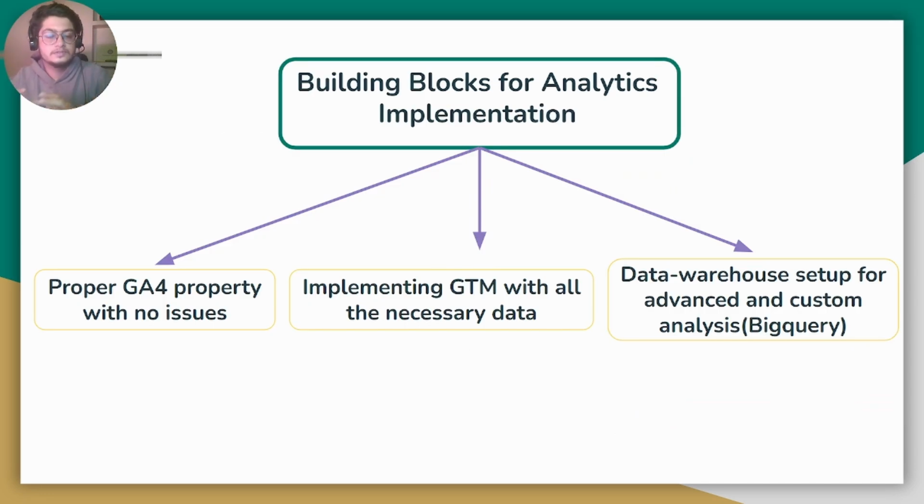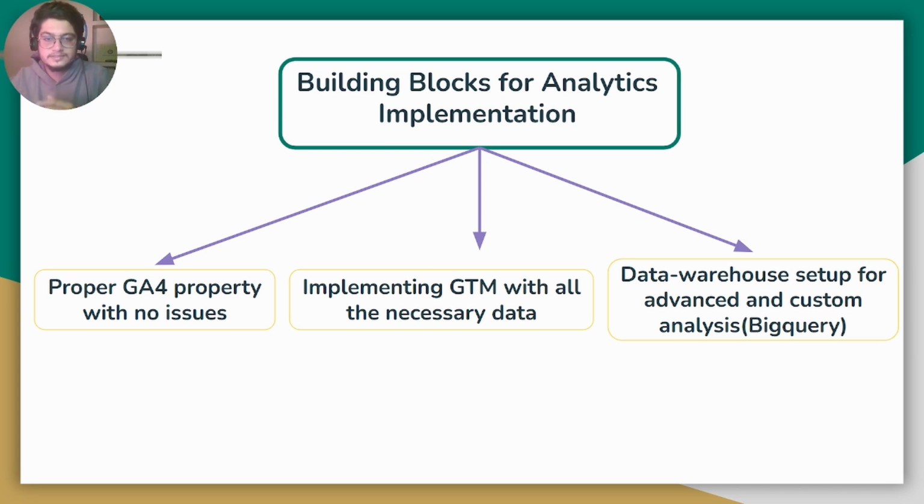So first of all, to create these kinds of reports, we need a GA4 property with no issues, as we will be using the GA4 property to send data to BigQuery in most cases. So we need a proper GA4 property, and we need to create those reports in Looker Studio. If BigQuery is not available, we need to use GA4 data as a source, so the GA4 property shouldn't have any problems.